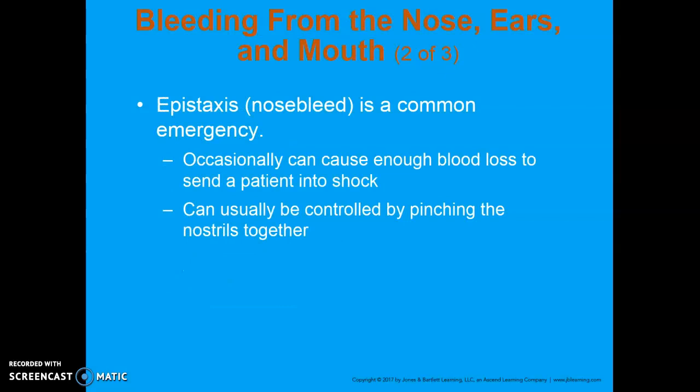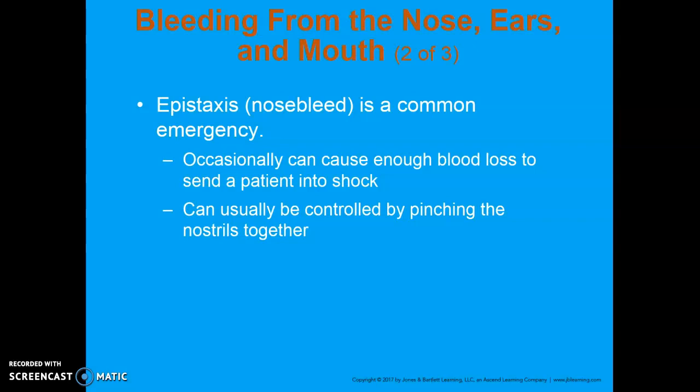Epistaxis is just a fancy word for a nosebleed. It can be pretty massive though. A lot of people freak out. It occasionally can cause enough blood loss to put a patient into shock, but it doesn't normally progress that way. You want to pinch the nostrils together and have them lean forward.